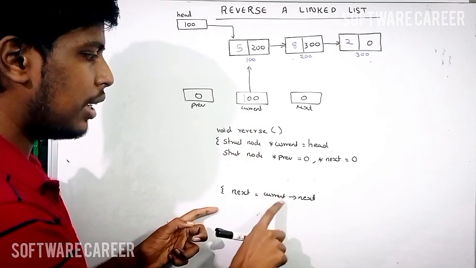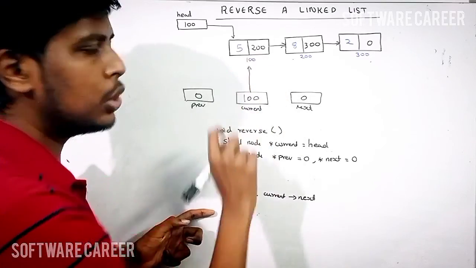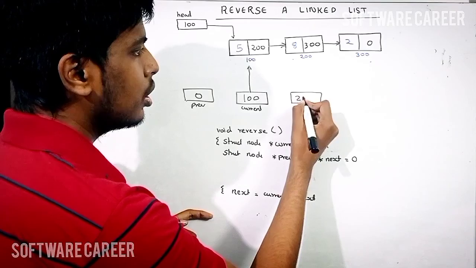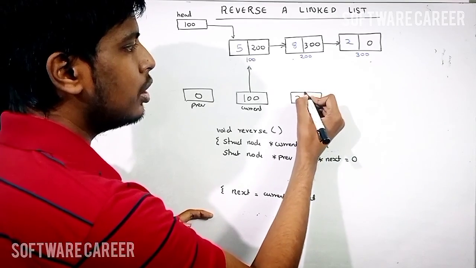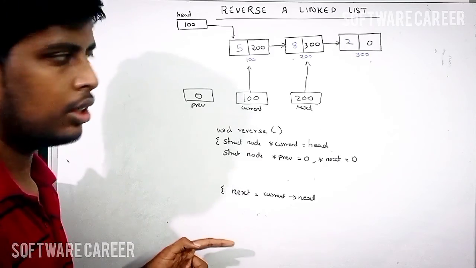Now see, what is current next? Current is 100. Current address is 100. 100 next is 200. That 200 is written in the next pointer. So now this pointer is pointing towards the second node. This is the first step.